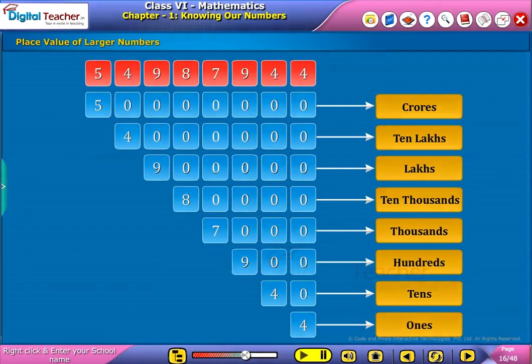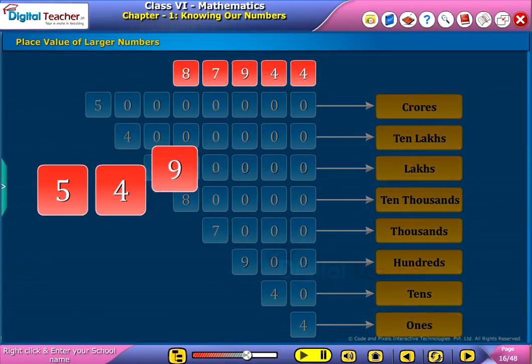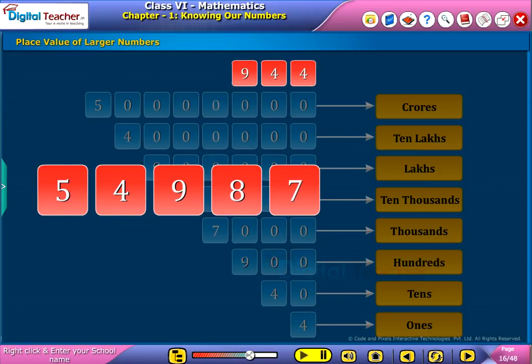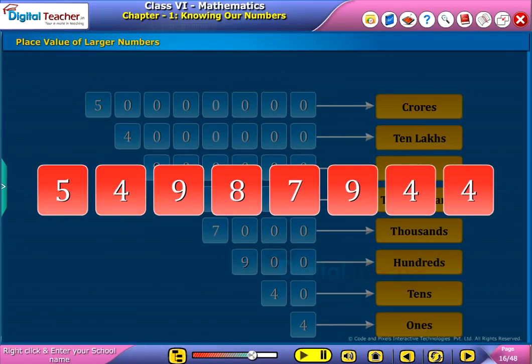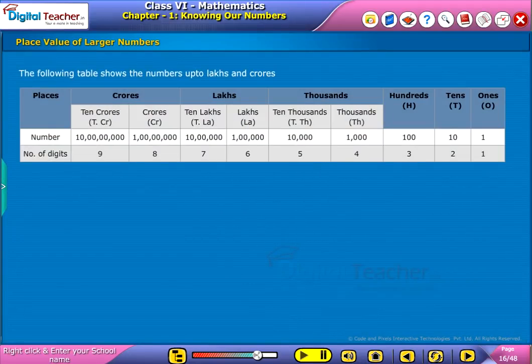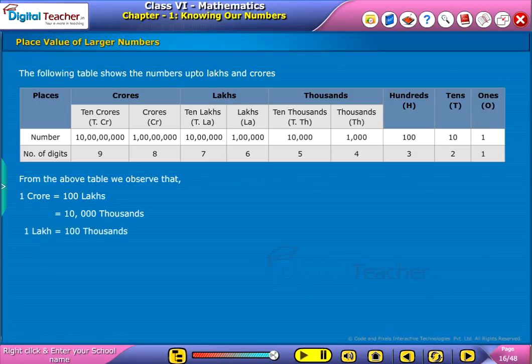Now, it can be read as 5 crores 49 lakhs 87,944. The following table shows the numbers up to lakhs and crores. From the above table, we observe that 1 crore is equal to 100 lakhs, which is in turn equal to 10,000 thousands. 1 lakh is equal to 100 thousands, which is equal to 1000 hundreds.